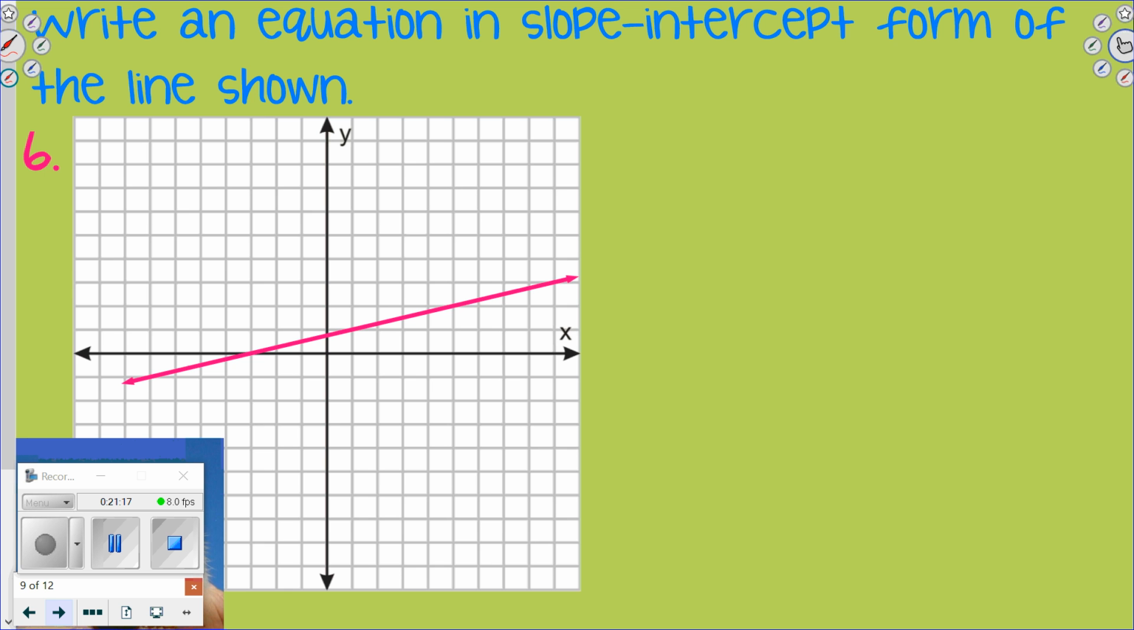Do you have any nice points on here? Where's a nice point? Negative 3, 0, so right here. And you said 1, 1. Do you know the slope? The slope would be up 1 and over 4. Double check. Does it still hold true? Up 1 over 4? Yeah, it's still on there.